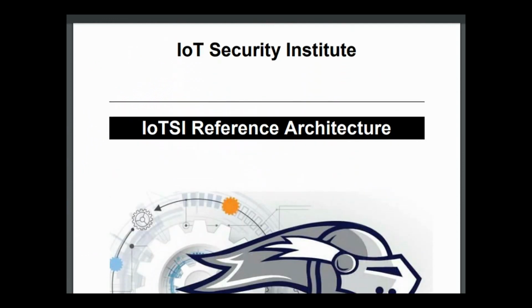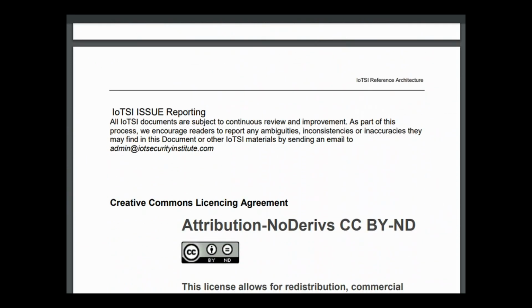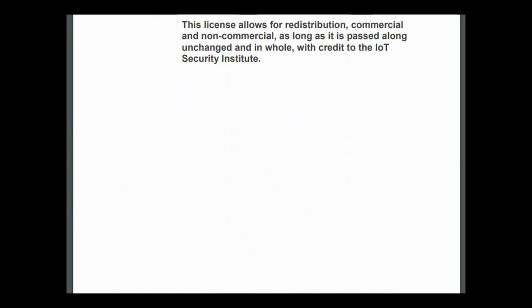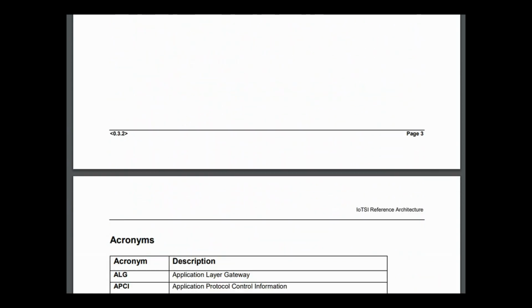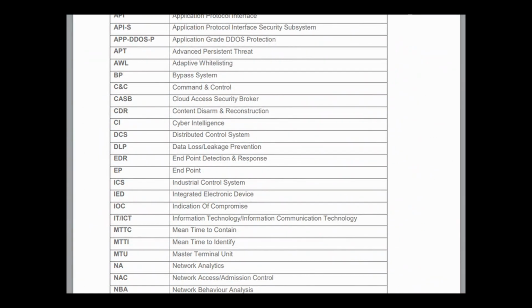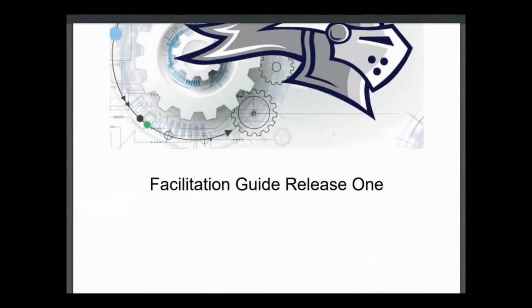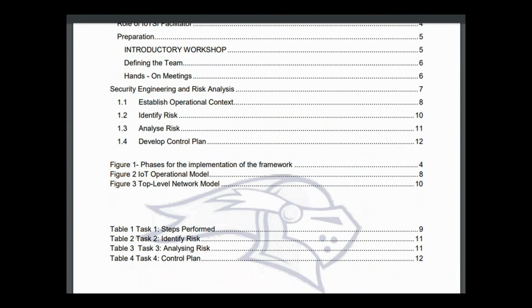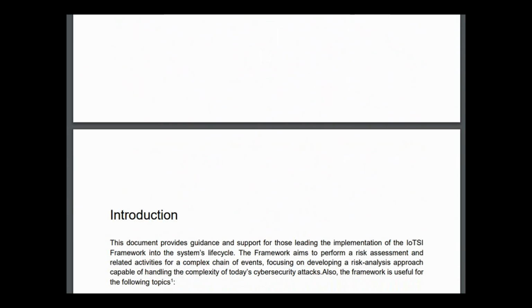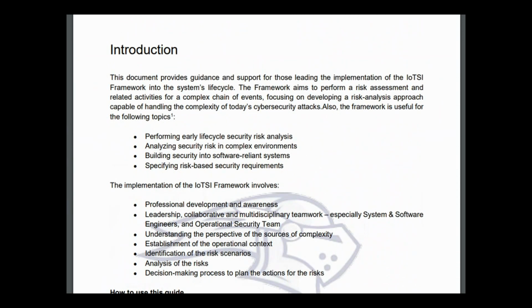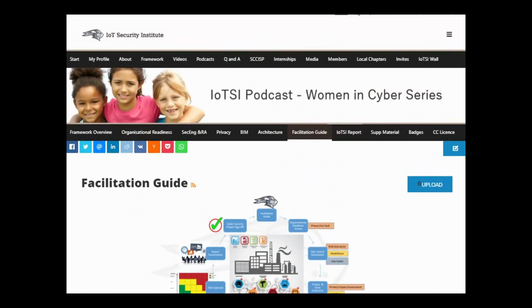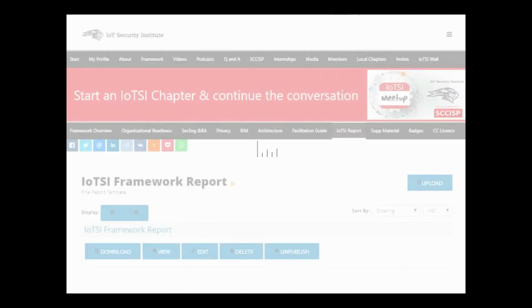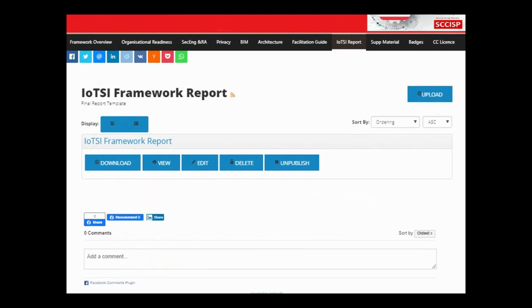Reference architecture. The vision for the IoTSI reference architecture as part of the IoTSI framework is to provide a tangible, deployment-driven, pragmatic framework for those who wish to design and deploy a secured IoT/IIoT architecture. Facilitation Guide. This document provides guidance and support for those leading the implementation of the IoTSI framework into the system's life cycle. The framework aims to perform a risk assessment and related activities for a complex chain of events, focusing on developing a risk analysis approach capable of handling the complexity of today's cybersecurity attacks.